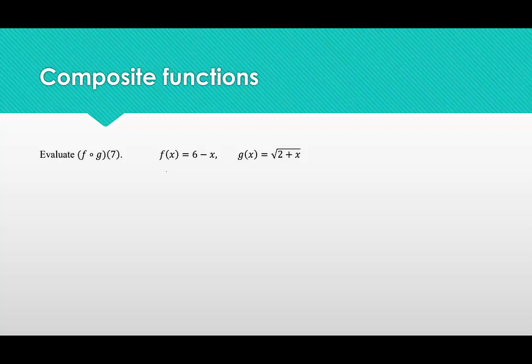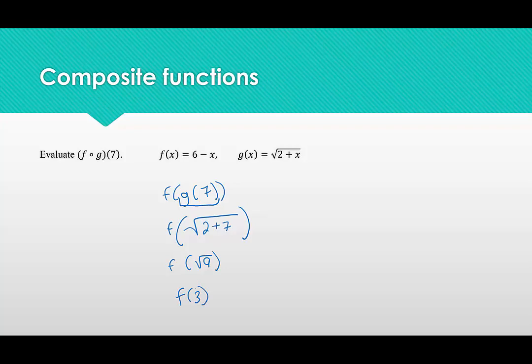Let's take a look at some examples. We want to evaluate f of g of 7, given f of x is equal to 6 minus x, and g of x is equal to the square root of 2 plus x. So the first thing we want to do is rewrite it. This would be f of g of 7, and now we want to evaluate g of 7. That just means anywhere in g that I see an x, I'm going to replace it with a 7. So this would be f of the square root of 2 plus 7. 2 plus 7 is 9, so we have the square root of 9. The square root of 9 is 3.